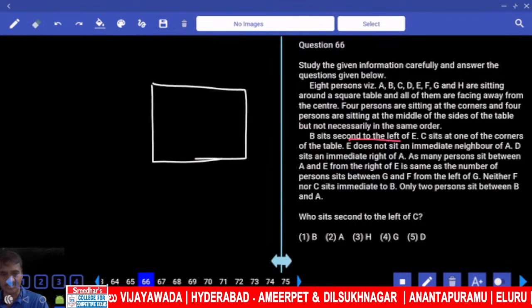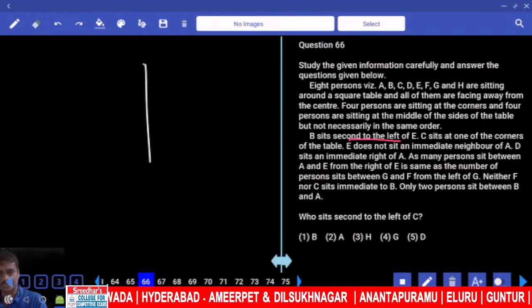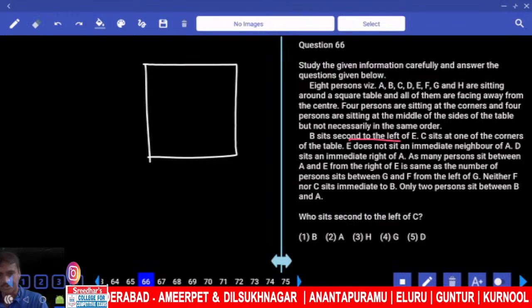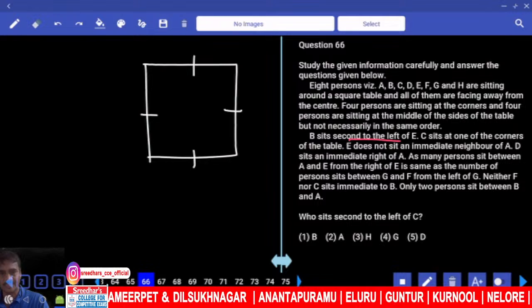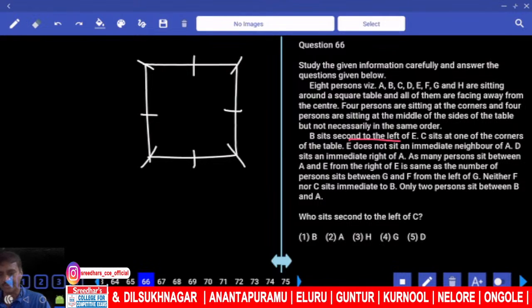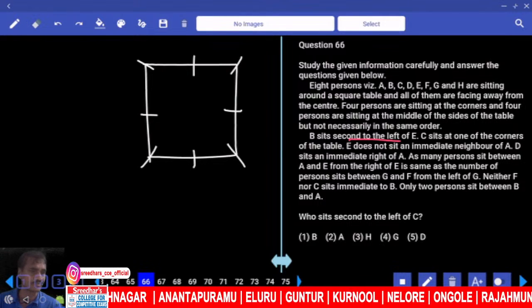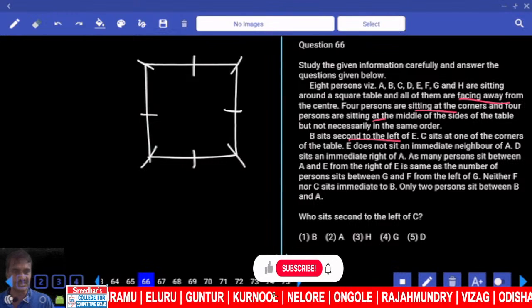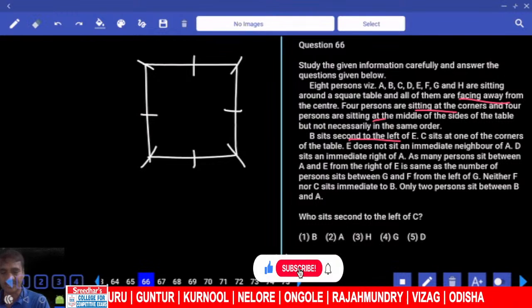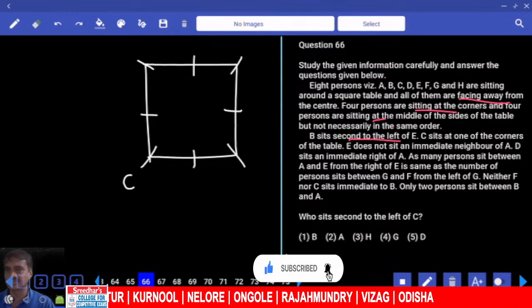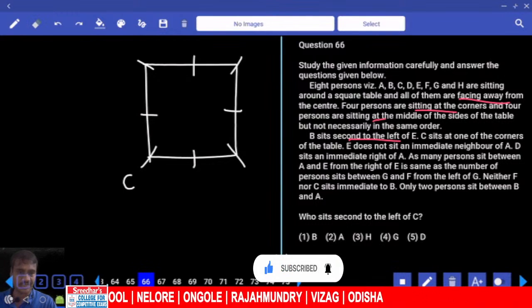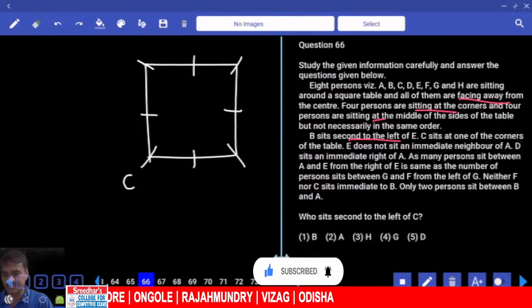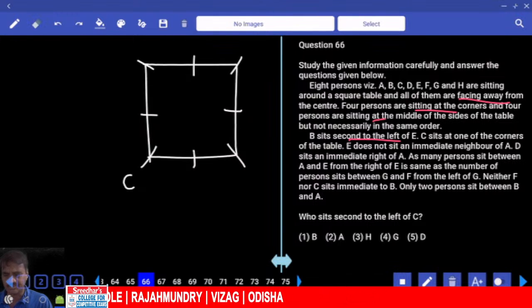Let us start with this one once again. How many persons? Eight persons were there. These eight persons were seated around a square table, four at the sides and four at the corners, and all of them are facing away. C sits at one of the corners of the table. C will be at this place, and B sits second to the left of E. And where is this B?